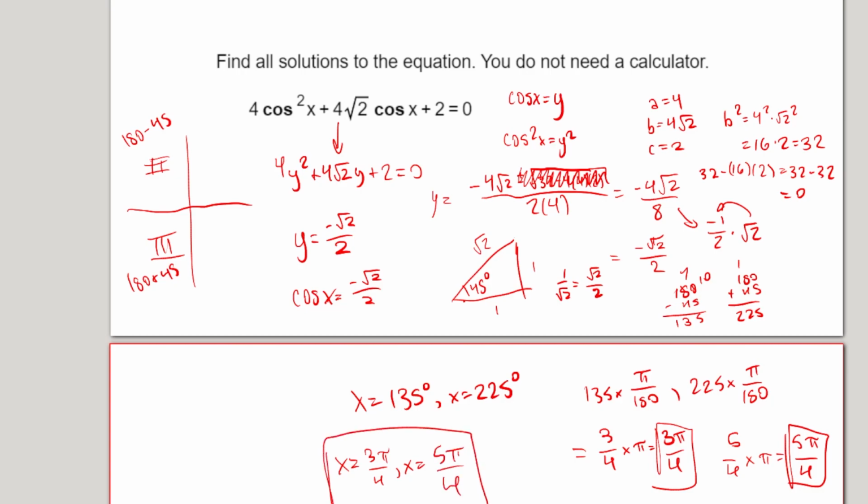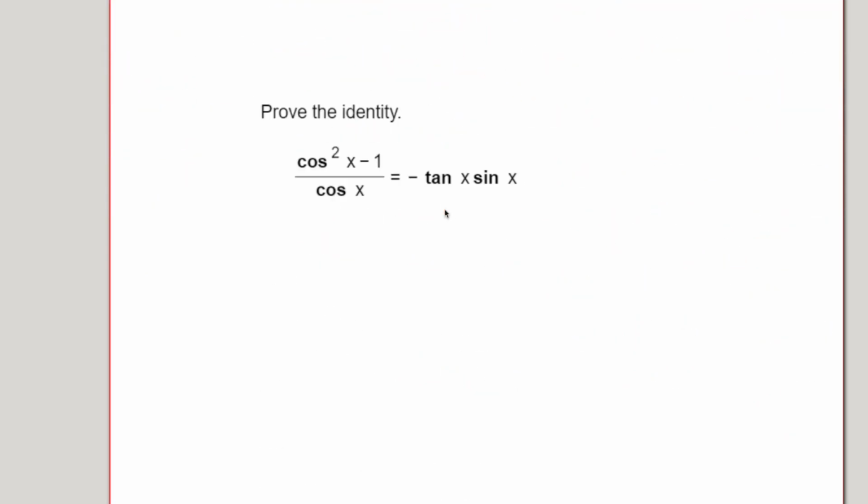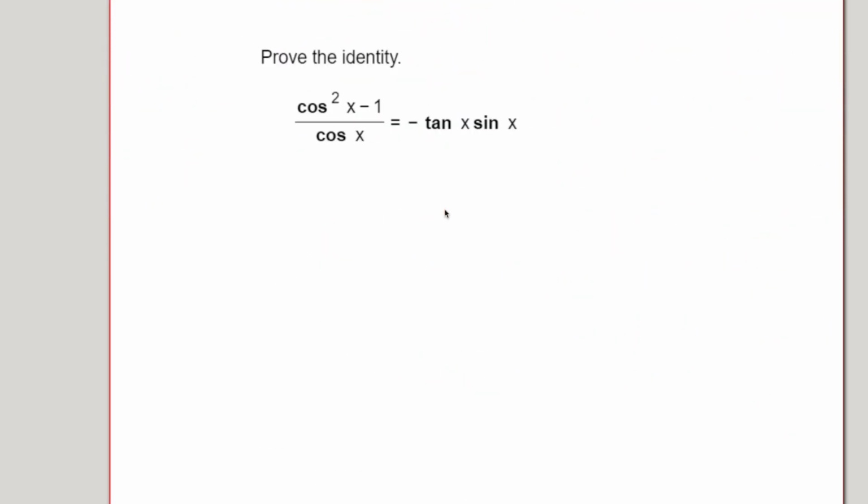There we go. This one is a bit confusing because you have to convert it to another variable and then do all of these calculations, but if you rewatch it and just follow the steps, it should be pretty easy to follow. Alright, our next question asks us to prove the identity cosine squared x minus 1 over cosine of x is equal to negative tangent of x times sine of x.